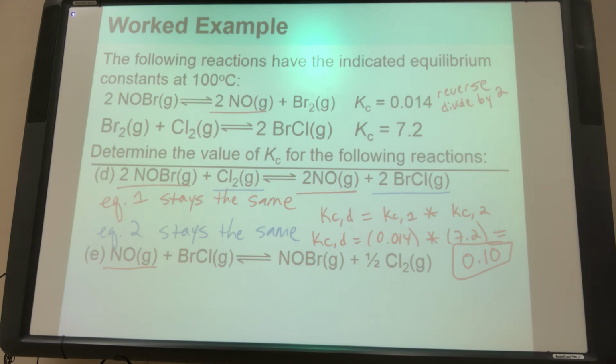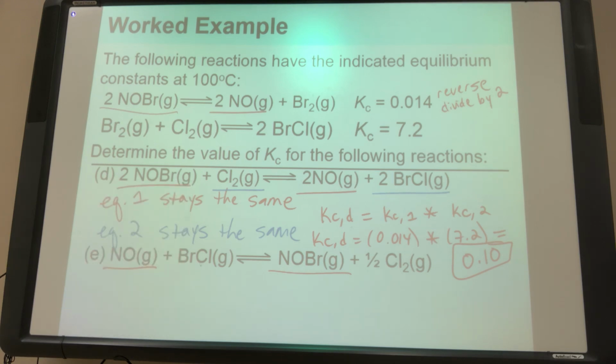If I flip the BR2s, I don't have BR2 down here, so hopefully it'll work out. If I flip this, NOBR is going to be on the other side, and I only have 1 if I divide by 2, so that works. All right, now let's look at the other equation, equation 2.